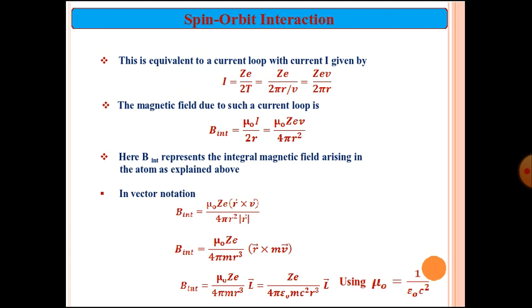In vector notation, B int equal to mu naught Ze r vector cross v vector by 4 pi r square modulus r vector. B int equal to mu naught Ze by 4 pi m r cube into r vector cross mv vector. B int equal to mu naught Ze by 4 pi m r cube L, because L equal to r cross mv, equal to Ze by 4 pi epsilon naught m c square r cube into L. It is used that mu naught equal to 1 by epsilon naught c square.